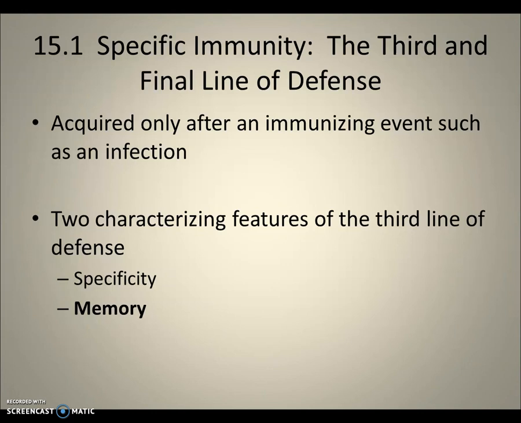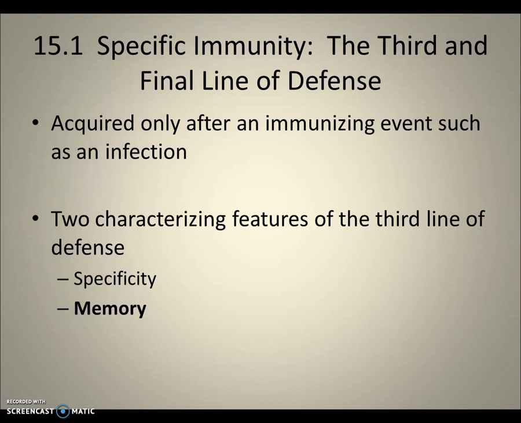So when we move into the third line of defense, this is going to be where there is specificity. So actually the cells are recognizing that pathogen and they are responding specifically to that, and we'll talk about how that happens. And as a result of responding to a pathogen, they actually remember. The body has some sort of memory, so if we are ever exposed to that pathogen again, there is a stronger and more efficient response.